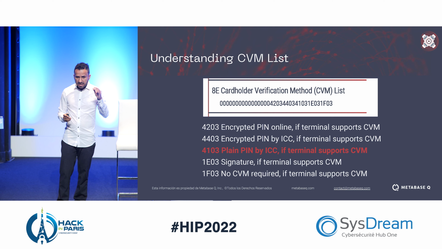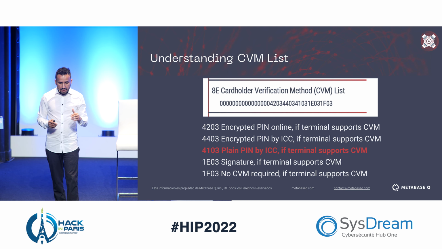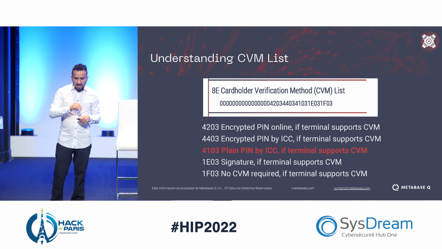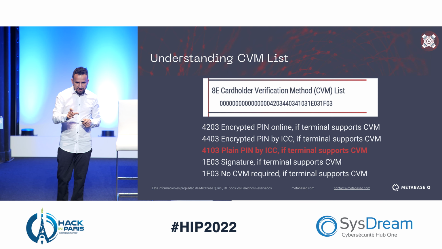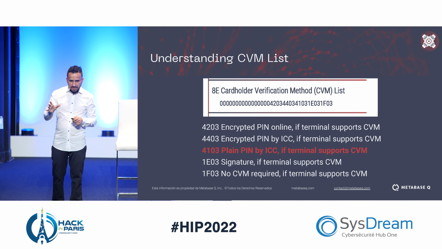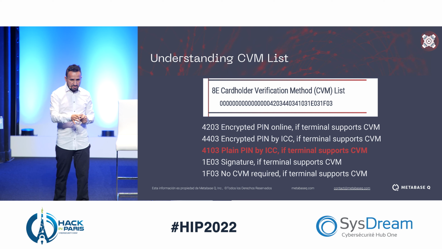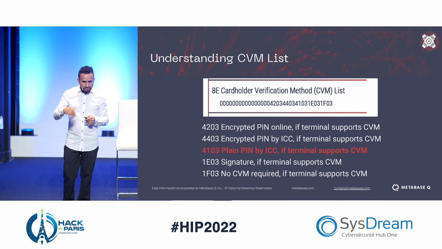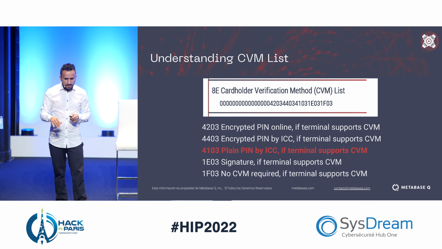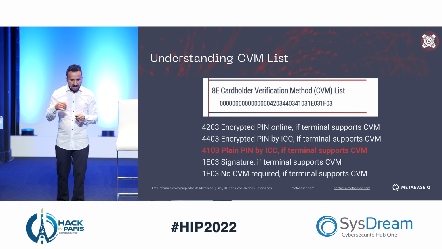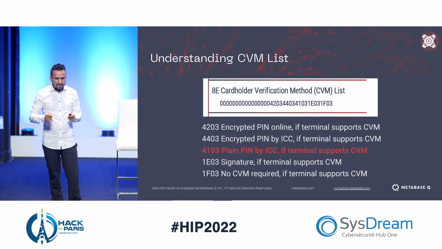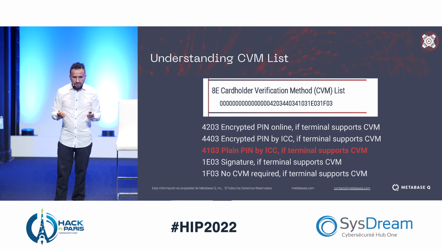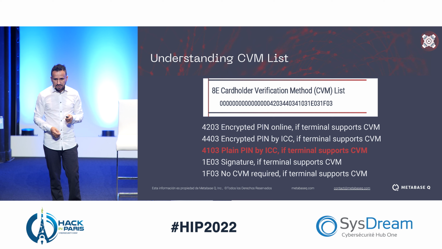As I mentioned, we have this list in the transaction, and you can see it this way. For example, the terminal is going to take the 4203 as the first rule to verify the transaction. But what happens if the terminal doesn't support that specific rule? It's going to jump to the next rule, in this case 4403, and after that 4103, and finally 1F03, which basically means we don't need any verification method, so you can authorize the transaction.